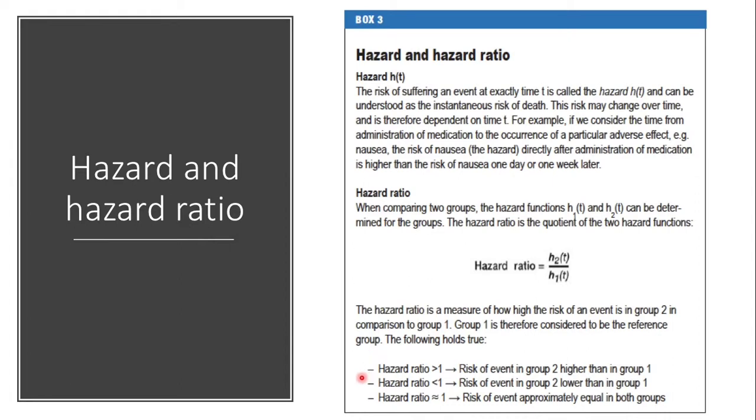So if a hazard ratio is greater than 1, that means the risk of an event, say nausea, is higher in group 2 than group 1. If it's less than 1, the risk is lower. And if it's approximately 1, or if the 95% confidence interval includes 1, the risk of the event is equal in both groups.